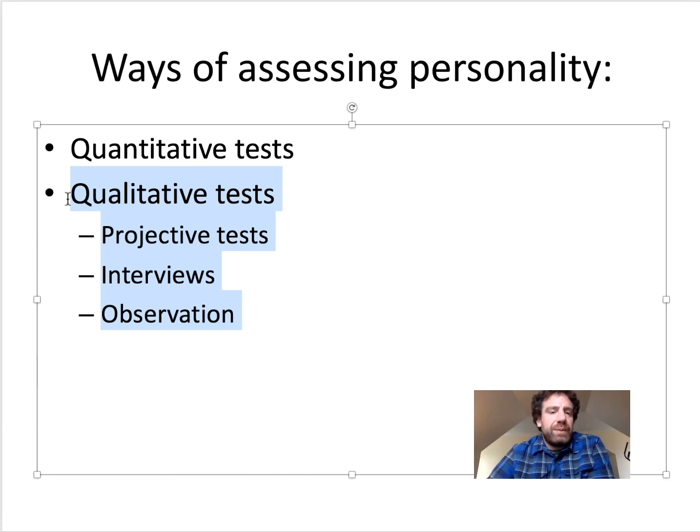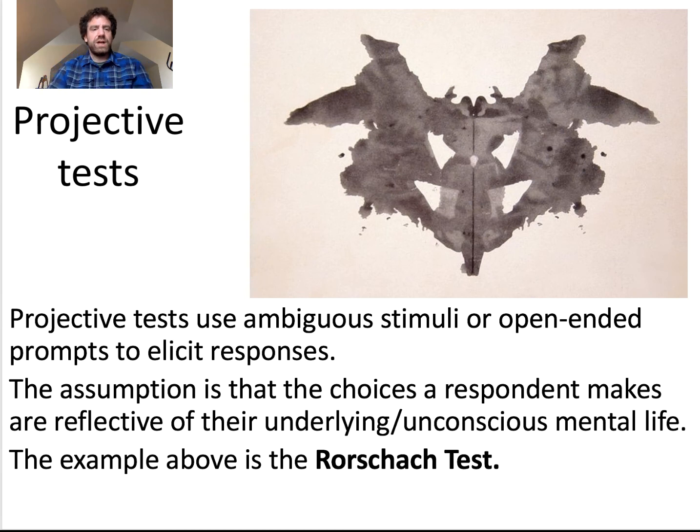So the first and probably most famous example of a qualitative test of personality are what are called projective tests. These are not only a distinctive type of test, but they reflect a very distinctive theory of what personality is. So you may be familiar with some of these. One example is shown here, the Rorschach inkblot test. And so you can see this image on the screen here, and you might be wondering, what is that? Well, that's the point of the test.